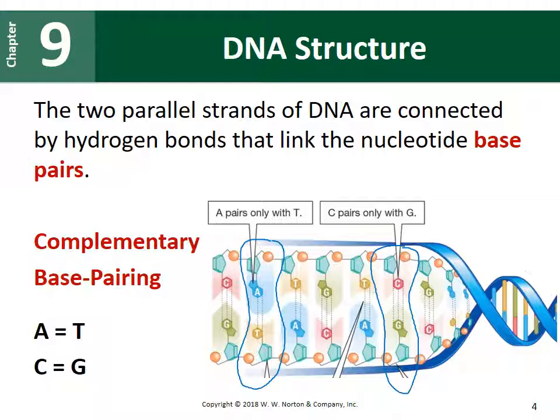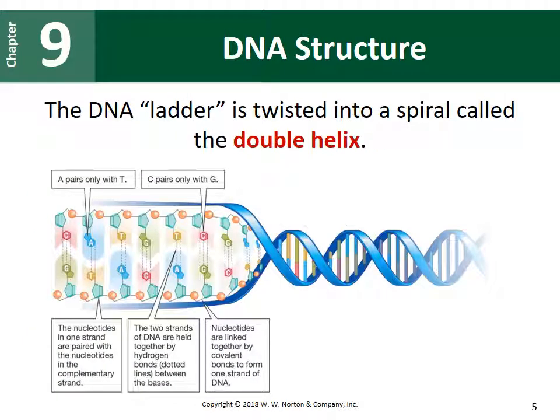So using these base pairing rules, that is going to create this double-stranded DNA molecule that has this complementary base pairing. That double-stranded molecule will then twist due to how the chemicals are bonding with each other. And from that, we end up with a DNA ladder that's twisted into a spiral called the DNA double helix. And that is shown right here.